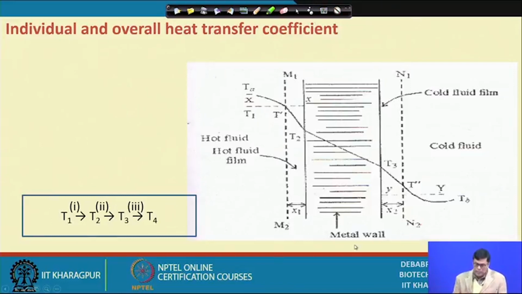Now, this is how we can explain it. These are the different layers that we have, and we can measure different resistances at different places. These are the different regions: the cold film, the hot side, and the metal wall. So, the temperature is flowing like this, and you can write T1 to T2, T2 to T3, T3 to T4.